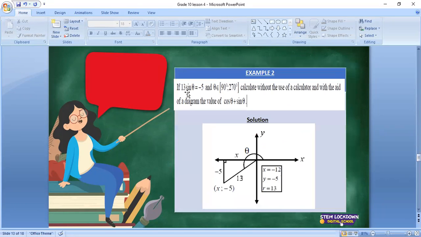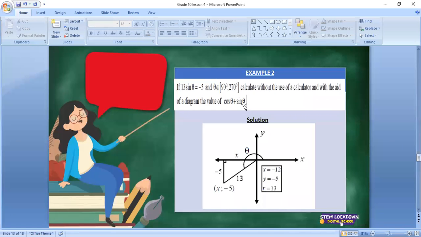Example 2. If 3 sin theta equals minus 5 and theta is an element of 90 and 270 degrees, calculate without the use of a calculator and with the aid of a diagram. That means you must draw your quadrant. The words with the aid of a diagram mean you must draw your quadrant. Calculate the value of cos theta plus sin theta.